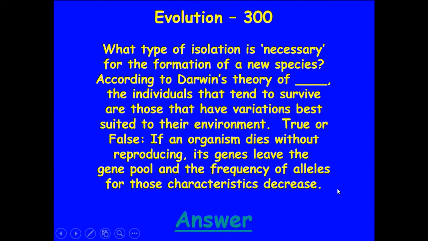Okay, what type of isolation is necessary for the formation of a new species? According to Darwin's theory of blank, the individuals that tend to survive are those that have variations best suited to their environment. True or false? If an organism dies without reproducing, its genes leave the gene pool, and the frequency of alleles for those characteristics decreases.